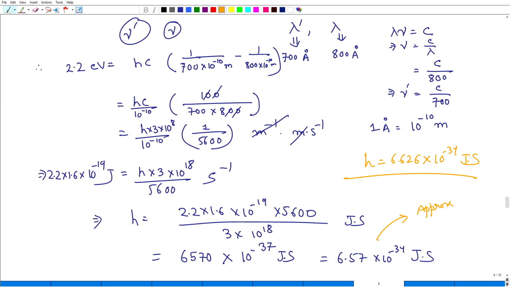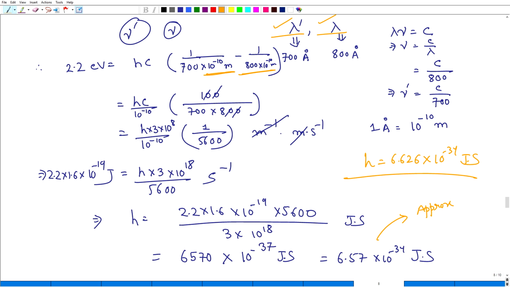But we have to keep in mind that this is actually the lambda, this is not the wave frequency given directly, they have given the wavelengths. So we have to convert that wavelength into the frequency. That's why we first have to take the reciprocal, then multiply it with 10 to the power minus 10, then it will be in the meter unit, then we can do the calculation, otherwise it will be difficult.